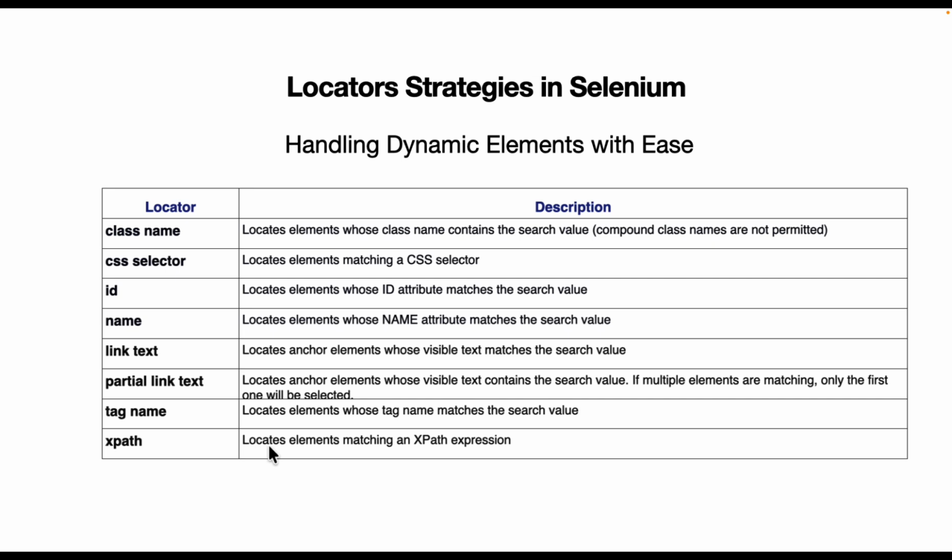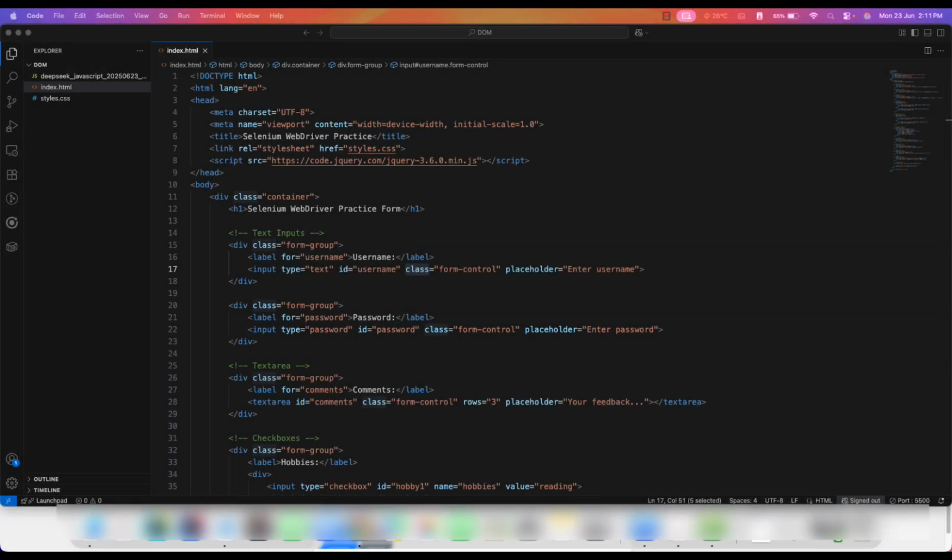Then XPath. For XPath we will create another video. For CSS and XPath we have two different videos, because those are big topics. We have lots of options there to identify the element. Now let's start utilizing these and writing the locator. Class name, ID, name, link text, partial link text, tag name. XPath and CSS we'll see later. Let me go to the IDE and let's start writing the locators.